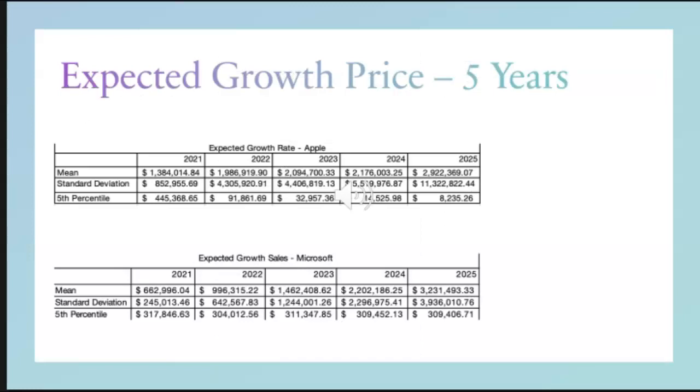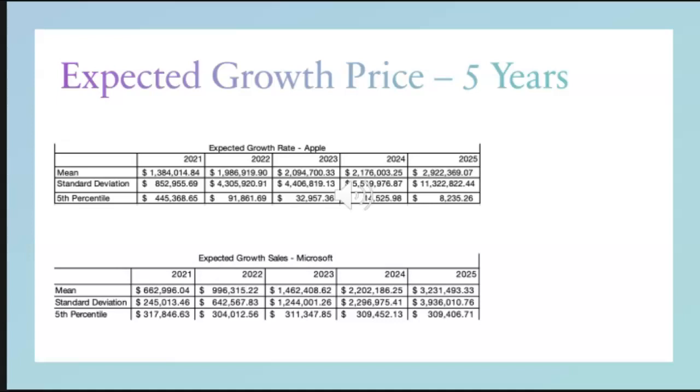For the expected growth price for the next 5 years, I was able to calculate the mean, standard deviation, and the fifth percentile using the 500 scenarios that I created. Microsoft seems to have a substantial growth price, with mean price starting off in 2021 at $662,000 to $3,230,000 in 2025. Also for the standard deviation, in 2021 it starts off at $240,000 and has a drastic change to $3,900,000 in 2025. For the fifth percentile, data looks pretty consistent, starting at $370,000 in 2021 and ending at $309,000 for 2025.